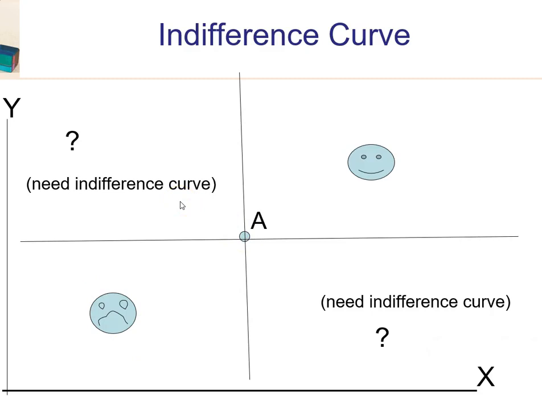We need indifference curves to help us determine which bundles we like the same, more, or less than A. In the same fashion, to the southeast of bundle A, we again will need indifference curves to help us determine which bundles we like more than A, less than A, or equally preferred to A.